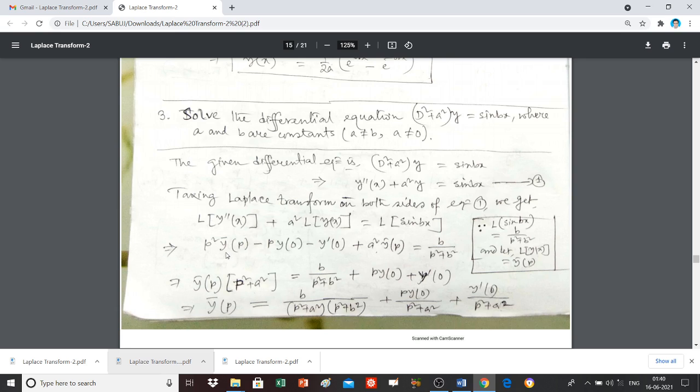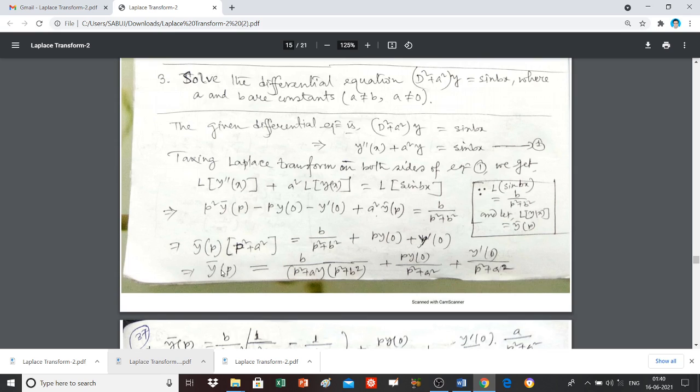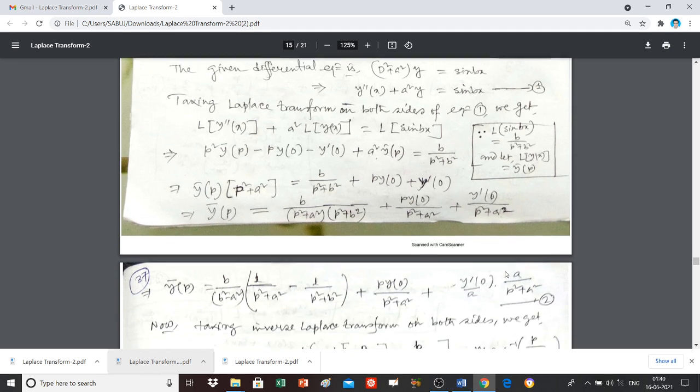And from here, take these terms: y(p) is a common term. So there will be p square from here and a square from here, equal to b by (p square plus b square), and p y(0) is taken here, and y prime(0) is also taken here. So y(p) is equal to b by (p square plus a square)(p square plus b square), then plus p y(0) by (p square plus a square), then plus y prime(0) by (p square plus a square). So this is the value.